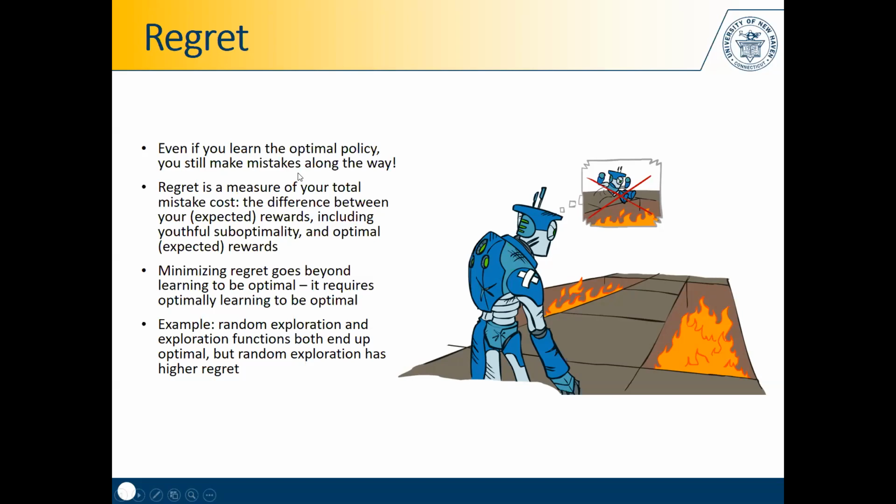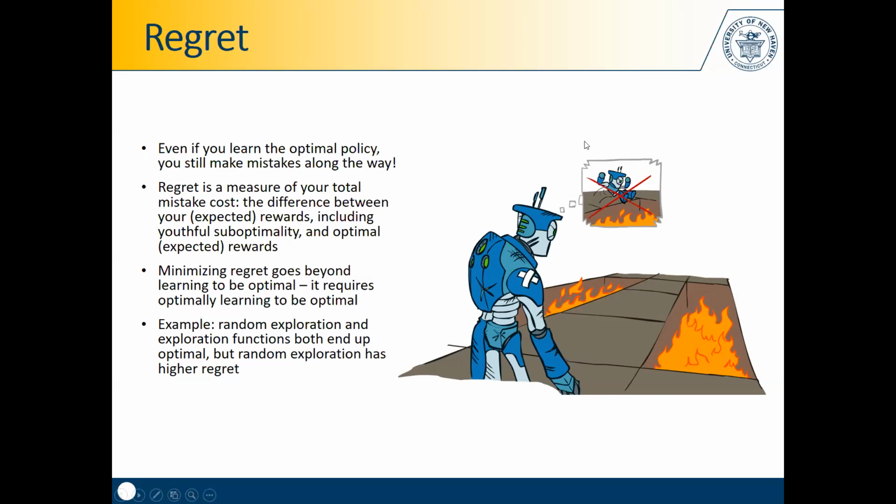Here's why. Because the environment is non-deterministic or can be non-deterministic. So there are times when the optimal policy at this particular state, for example, tells the agent to move forward, but the agent ends up going to the right and falling into the fire pit.